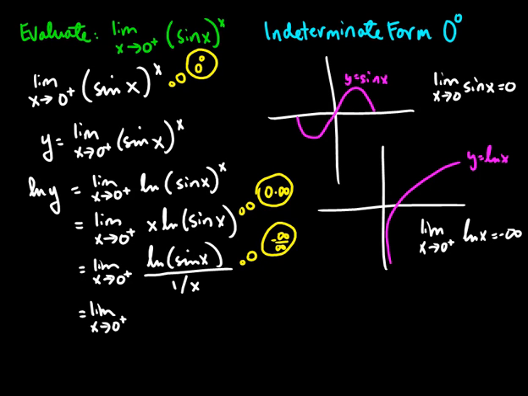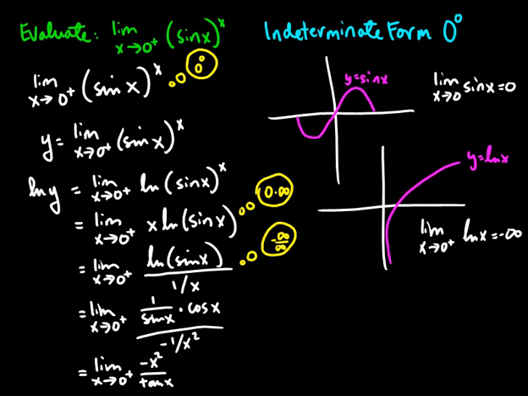We take the derivative of the numerator, which is 1 over sine x, times the derivative of sine x, which is cosine x, divided by the derivative of 1 over x, which is negative 1 over x squared. So the numerator is going to give us cosine x over sine x, which is cotangent of x. And you recall that cotangent of x is really 1 over tangent of x, and negative 1 over x squared in the denominator can be rewritten as negative x squared. So we can rewrite this whole thing as the limit as x approaches 0 from the right of negative x squared over tangent of x.